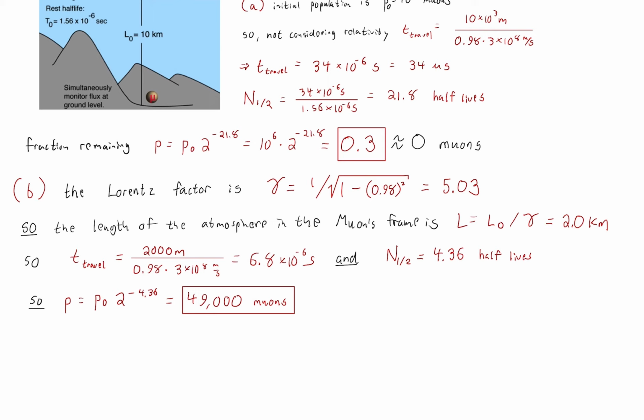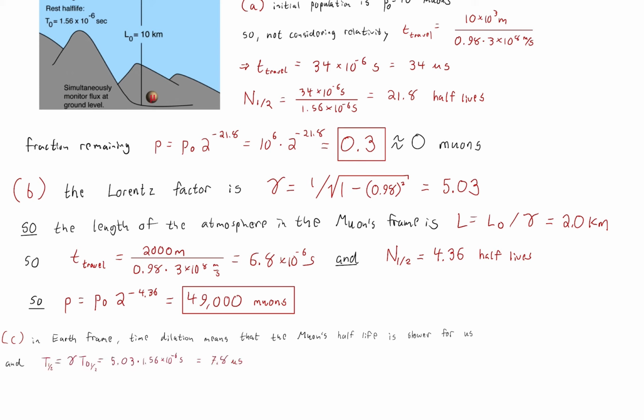But we don't need to just use the muon's reference frame. There's nothing special about the muon's reference frame. There are no special reference frames. Therefore, we should be able to, and we can, use the reference frame of Earth. In that case, though, we want to consider time dilation, not length contraction. All right? So in Earth's frame, time dilation means that the muon's half-life is slower for us.